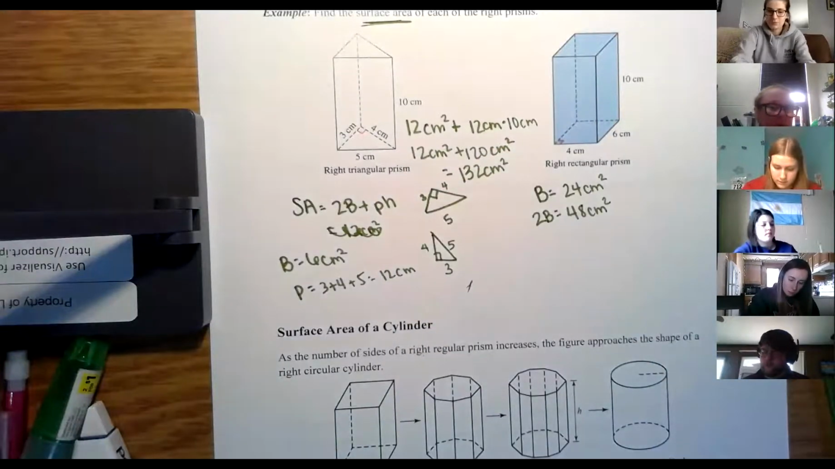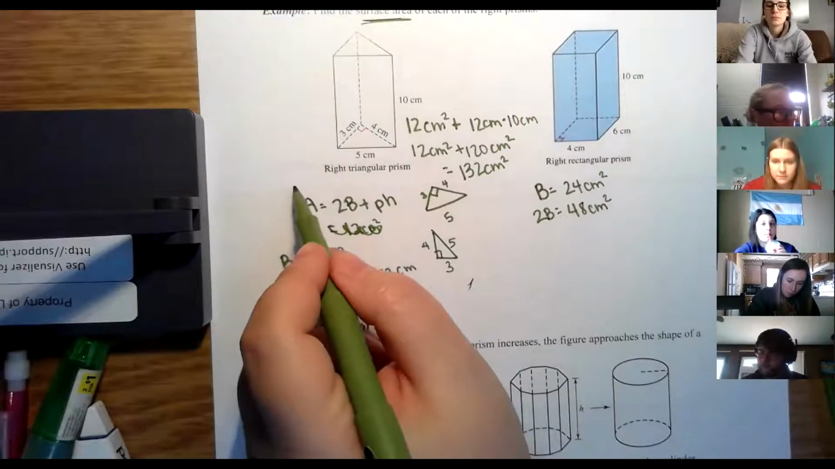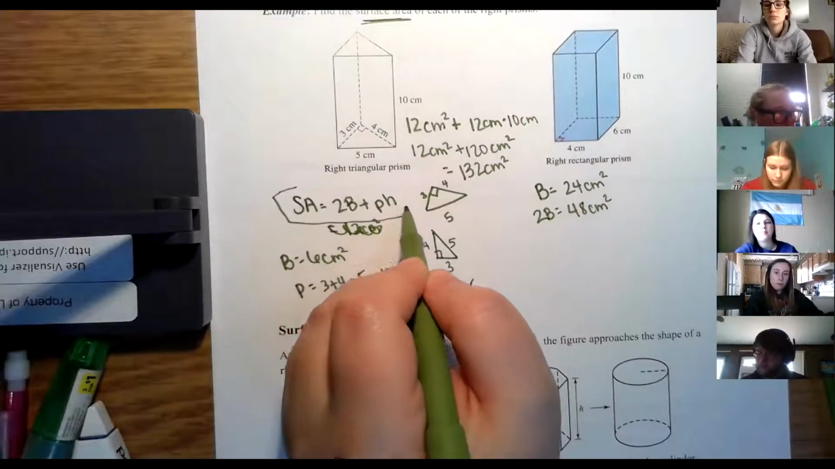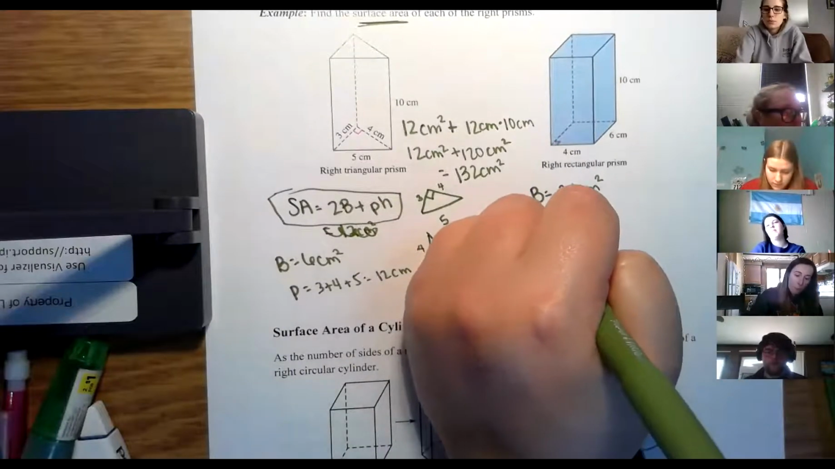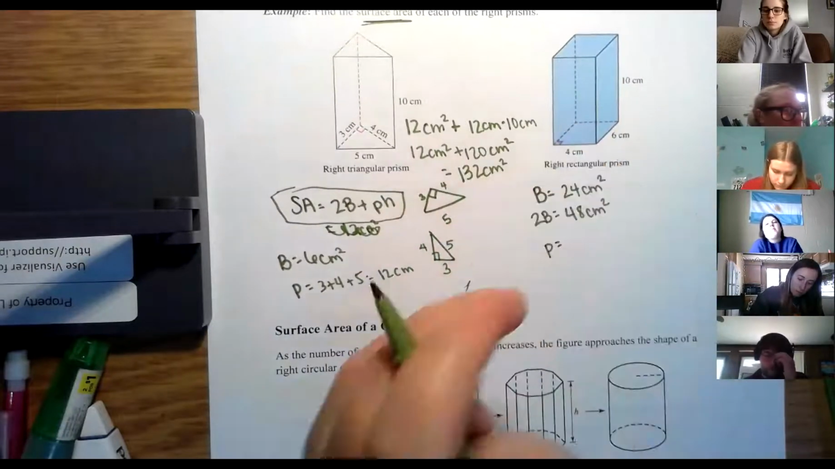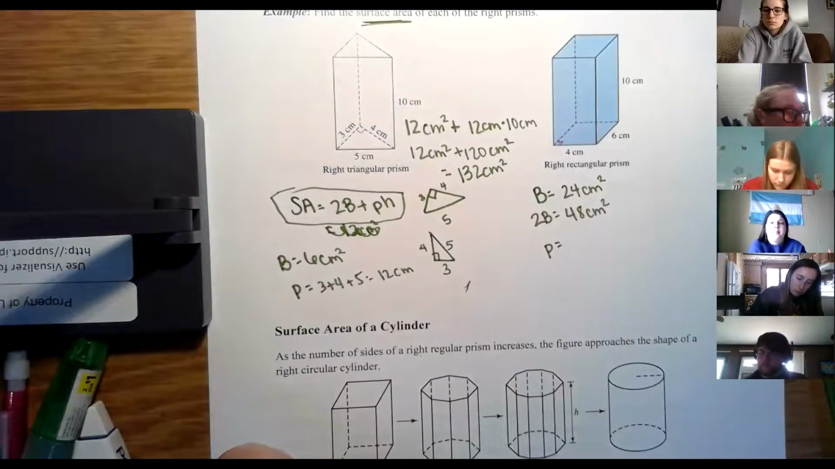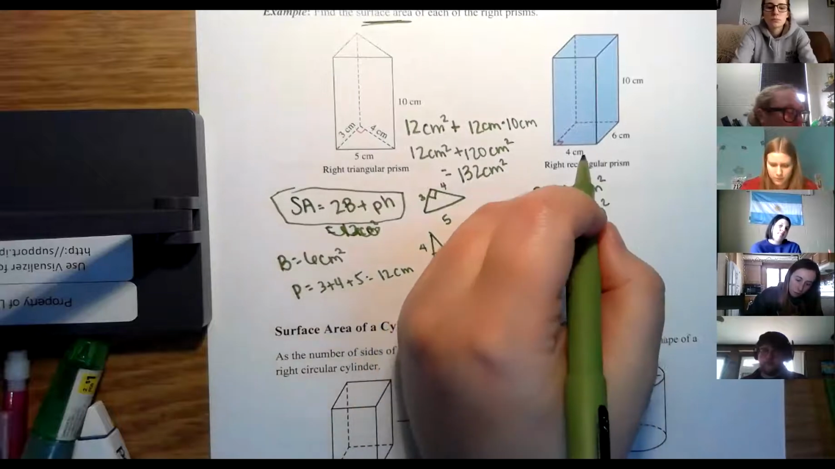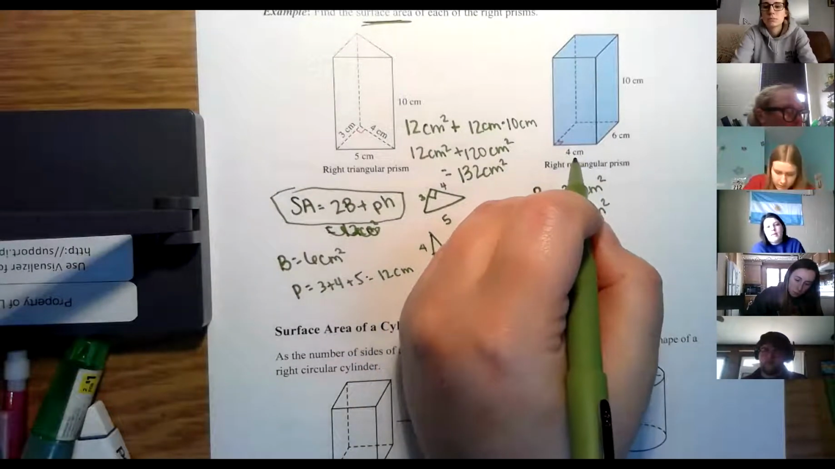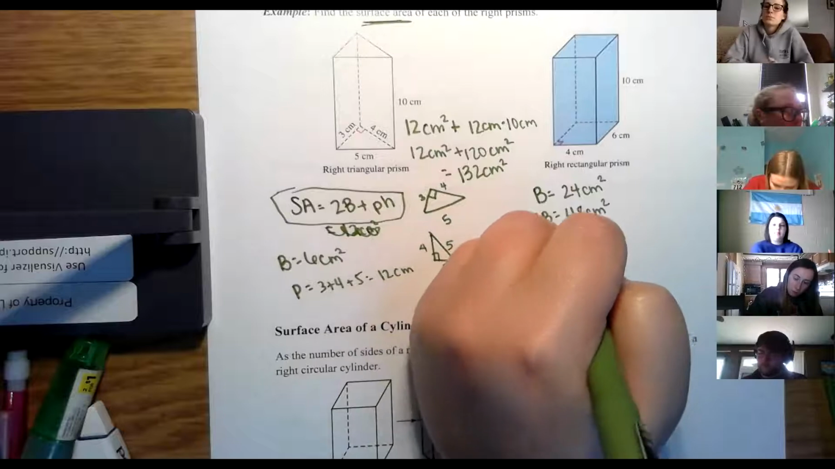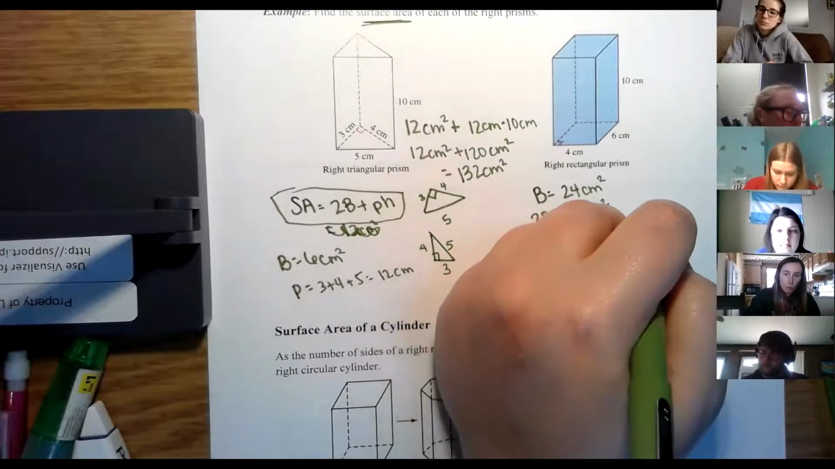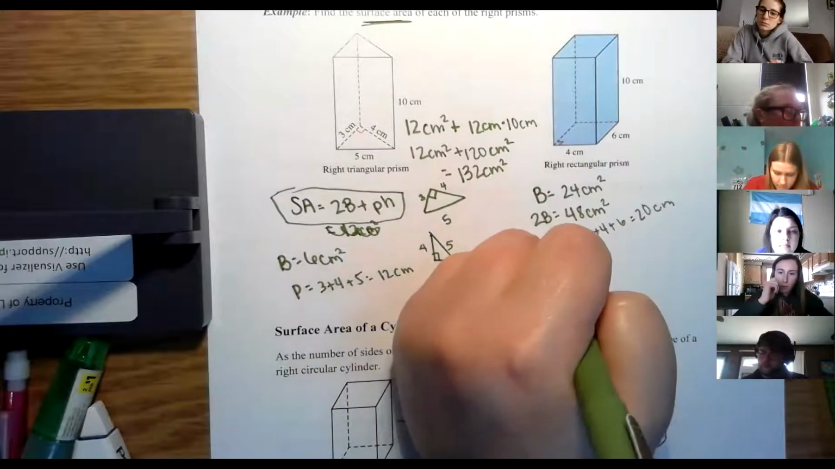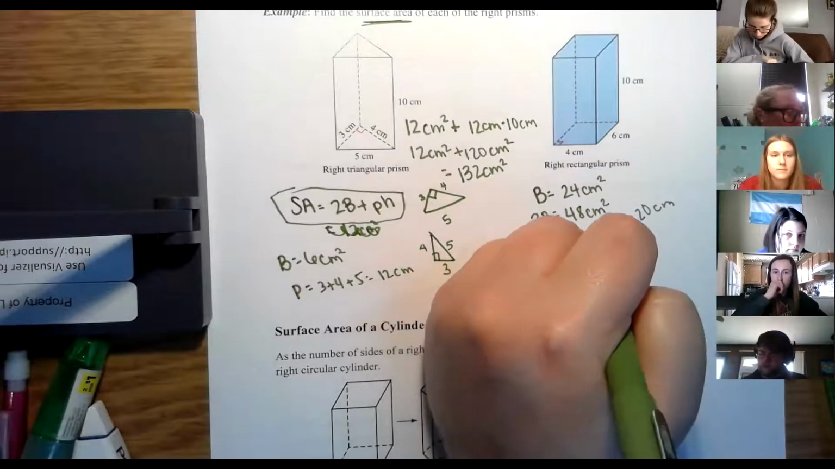So I'm getting my pieces for my formula, right? Now I need to find the perimeter of the base. What's the perimeter of this base? 20. And then times 10. Right, so the perimeter is 4 plus 6 plus 4 plus 6, which is 20 centimeters. The height is 10 centimeters.